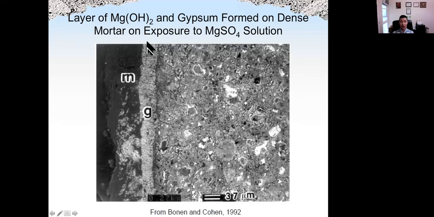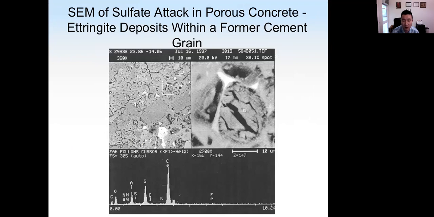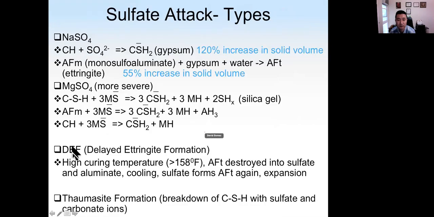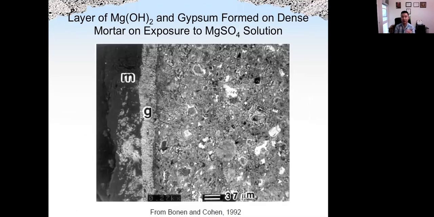So even though this concrete mortar is exposed to magnesium sulfate, and we know from the previous equation, for magnesium sulfate, CSH may be attacked. Okay. So for magnesium sulfate, CSH may be attacked, but still, if the permeability is very low, the damage is limited. Okay, so that's one of the key things we want to do to prevent sulfate attack, make the concrete less permeable.